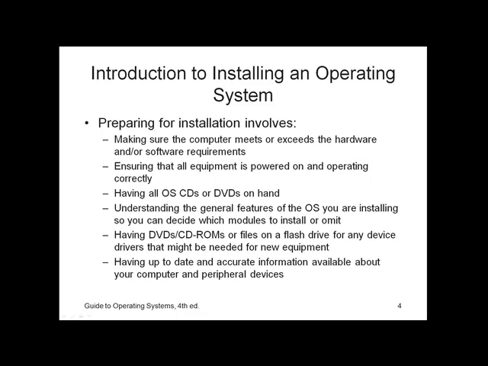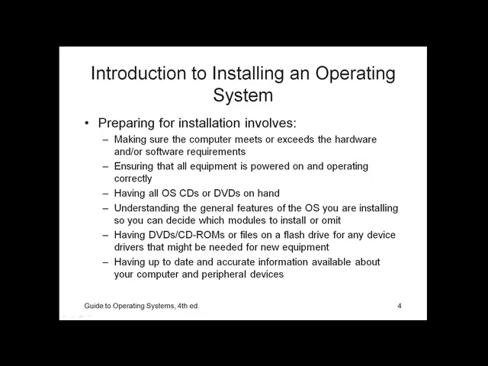Okay? You're also going to want to understand the general features of the operating system you're installing, so that you can decide which modules you're going to install or omit. There are, particularly in Linux and other operating systems, specific modules that can be added on to the operating system install. Depending on what you're going to be using that operating system for, you may wish to negate some of those modules. An example that we've used in class at this point is Linux. Linux does not require a GUI interface module in order for it to operate. You may have a server infrastructure where you do not want to have the GUI interface for some particular reason, and therefore you can omit that module as part of the operating system install.